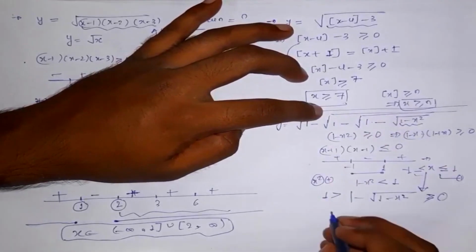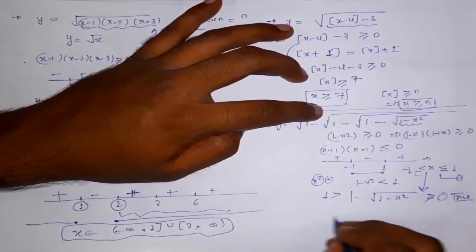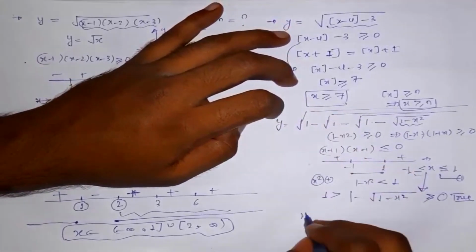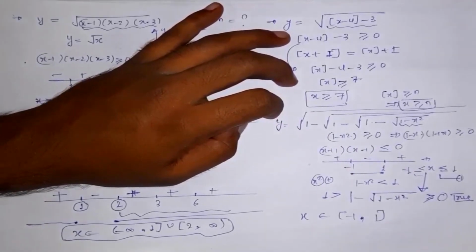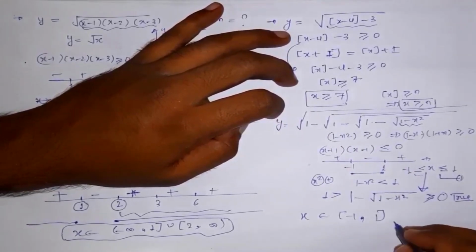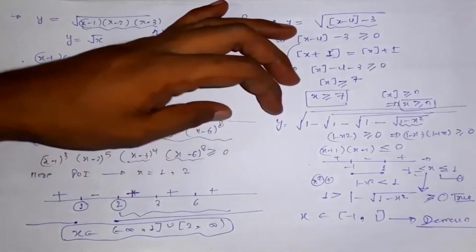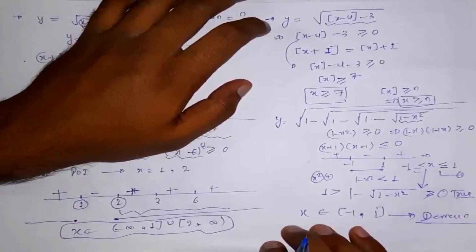Okay. So the values of x for which this function is defined will be x belongs to minus 1 to 1. Okay. So I hope it is clear. So this will be the domain of this function. So in the next tutorial we will see some more examples.